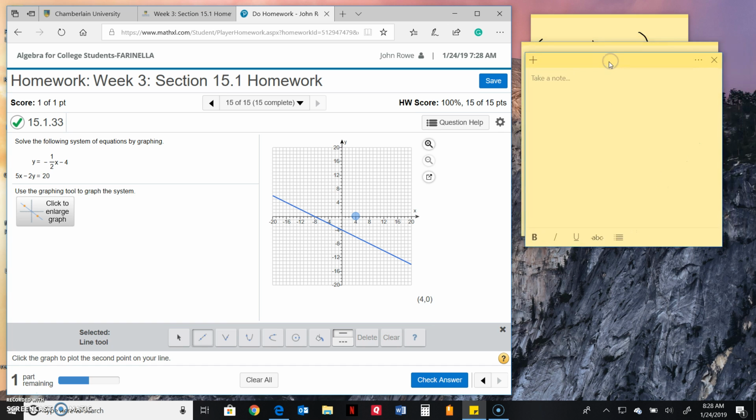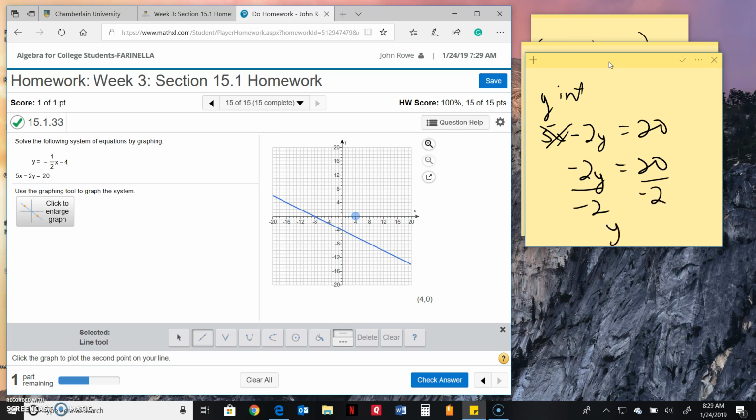Let's put a plot for a new line here. And now let's find our y-intercept. 5x minus 2y equals 20. Set x to 0, we'll get rid of that. We have negative 2y equals 20. Divide by negative 2, y equals negative 10. So if x is 0, y is going to be equal to negative 10. We'll put that plot right there.